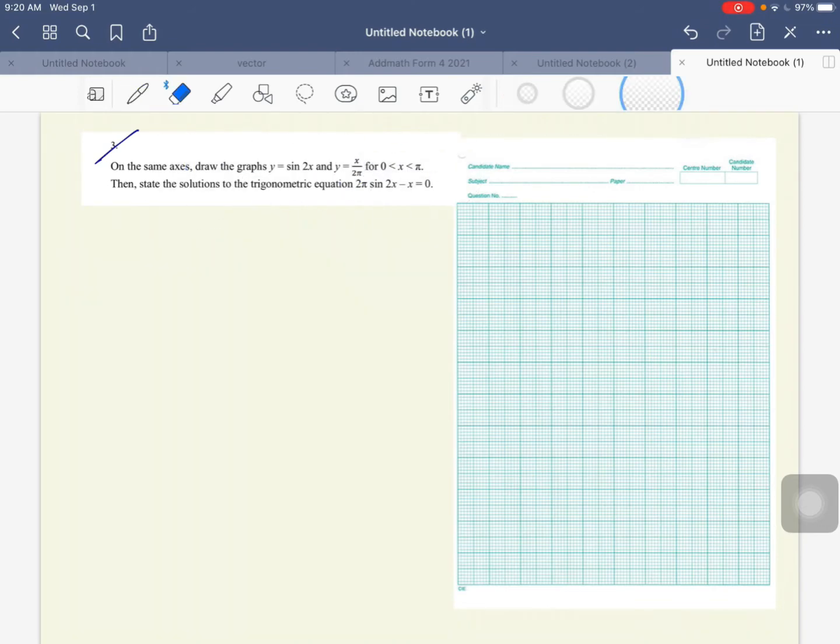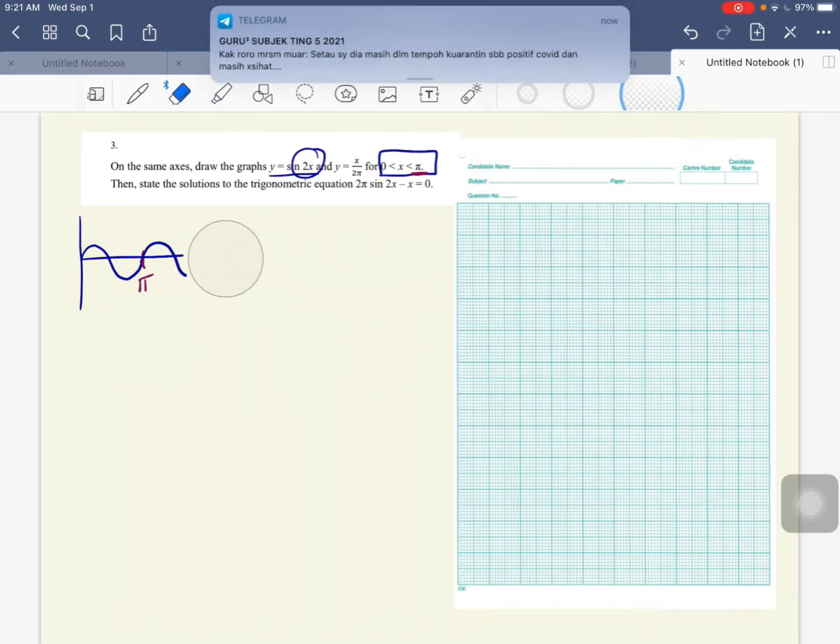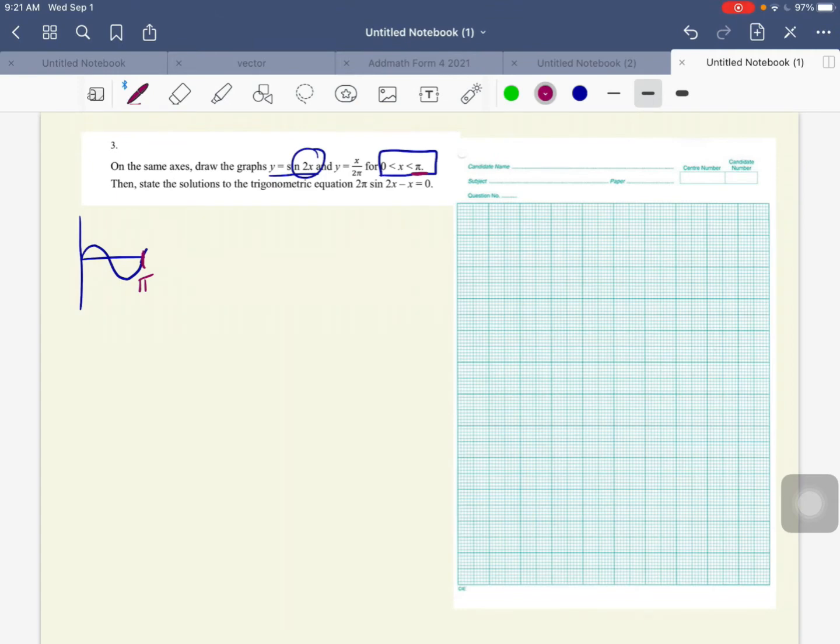First thing first, you have to sketch your graph to see how it will look. We have y equals sine 2x, meaning that there will be 2 cycles. The limit for 2 cycles should be 2 pi, but the limit here is until pi, so we have to erase the extra part and make this one clearer.